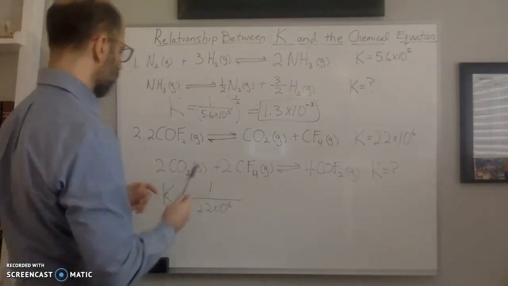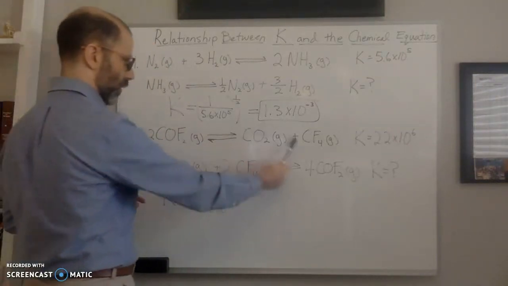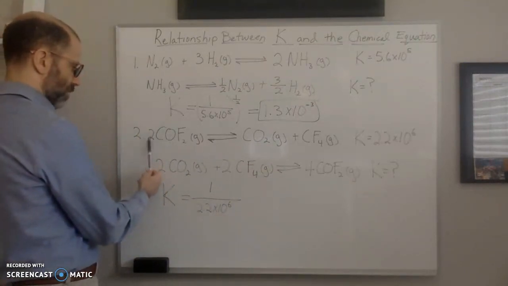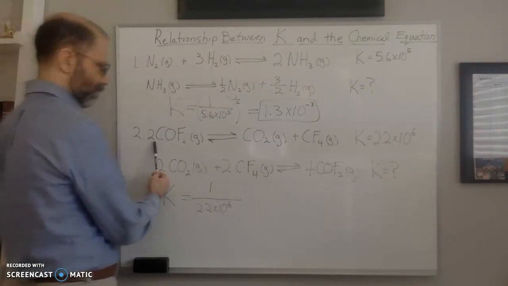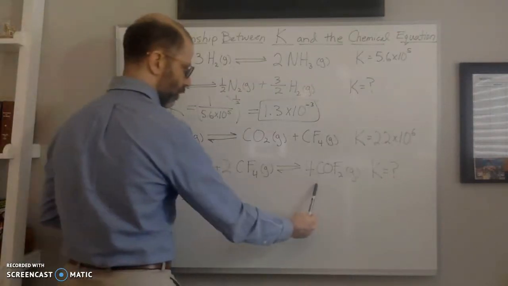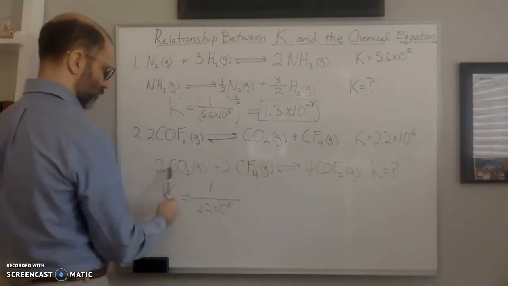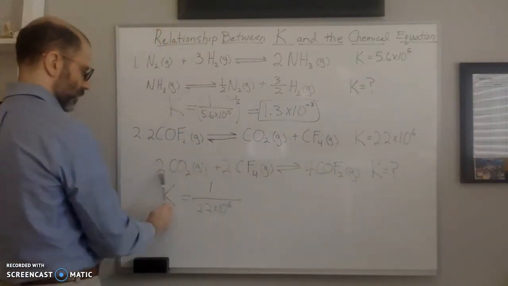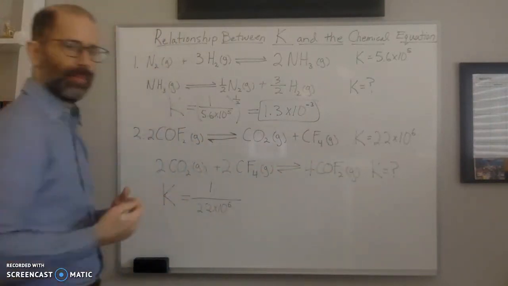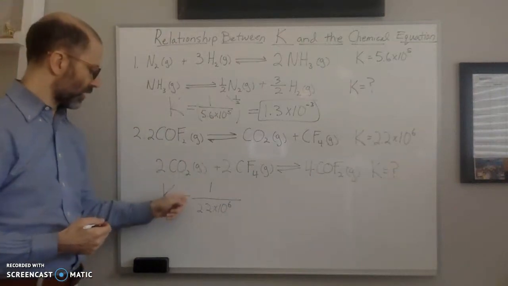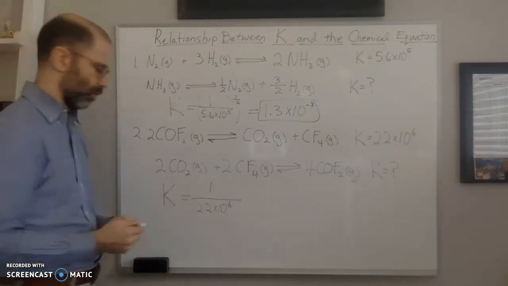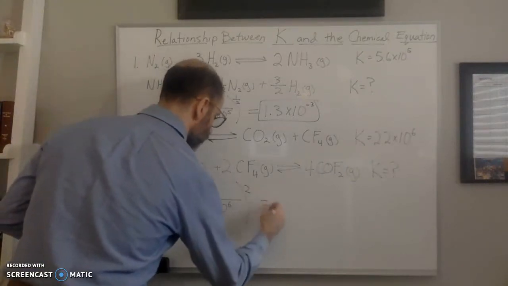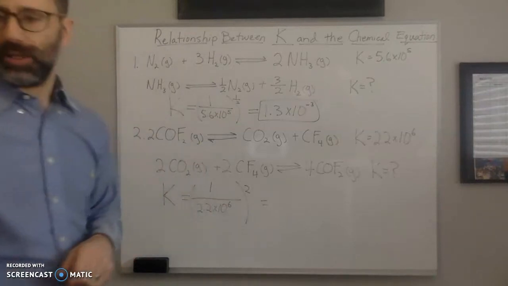And then I notice that the difference between this equation and the given one is a factor of 2. Instead of having a 2 here for COF2, I have a 4, and instead of having 1s here, I have 2s. So this equation has to be multiplied by 2 to get this one. That means I'm going to have to raise this equilibrium constant to a power of 2. And then I do my calculation again.